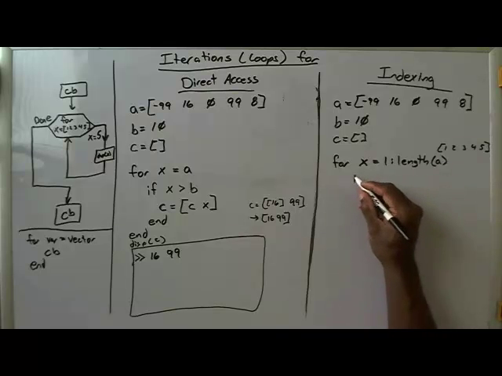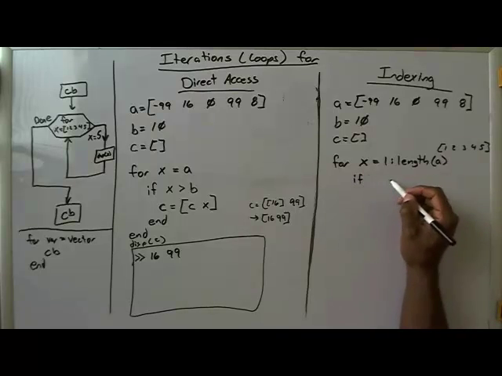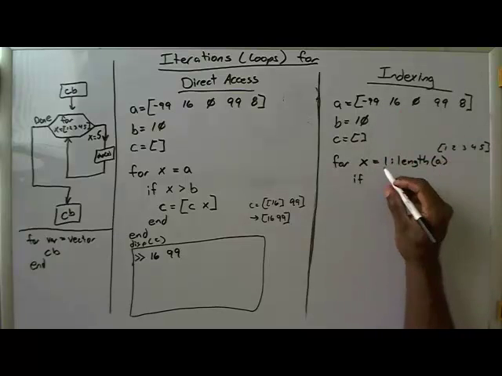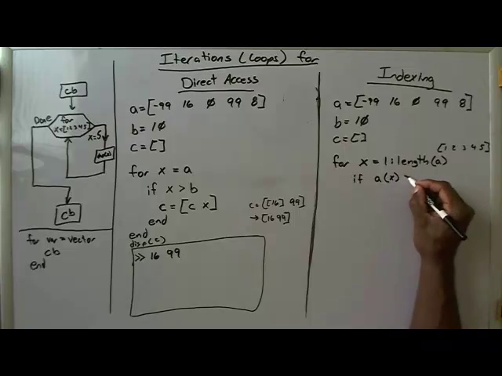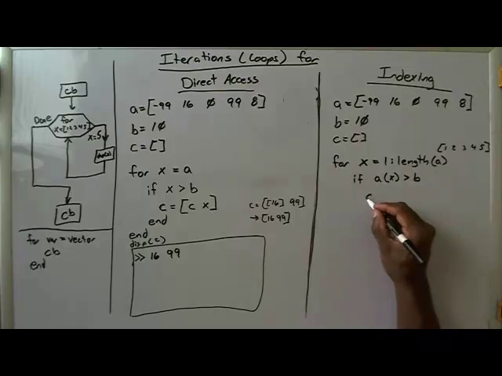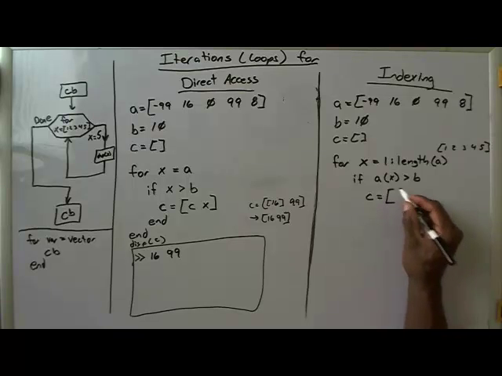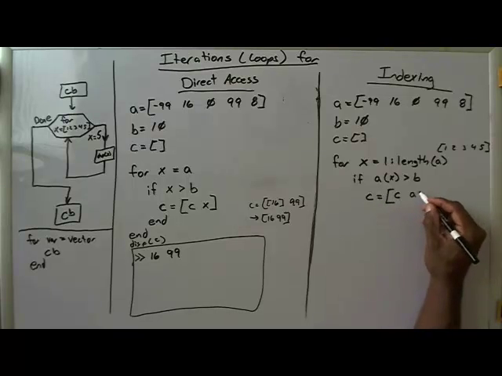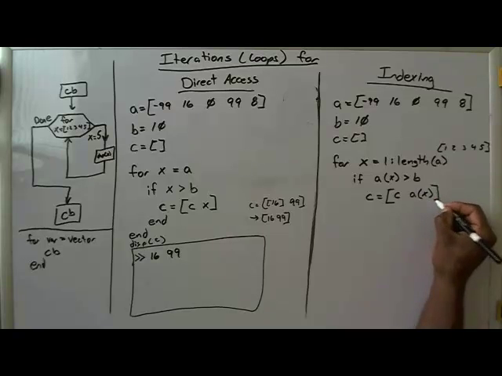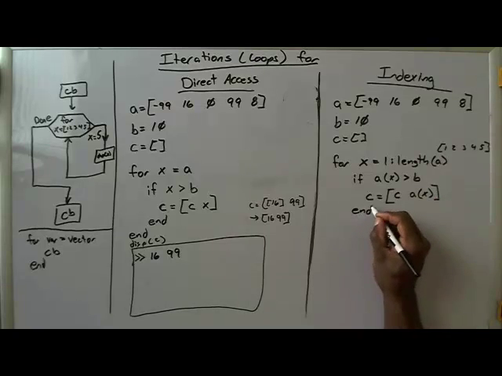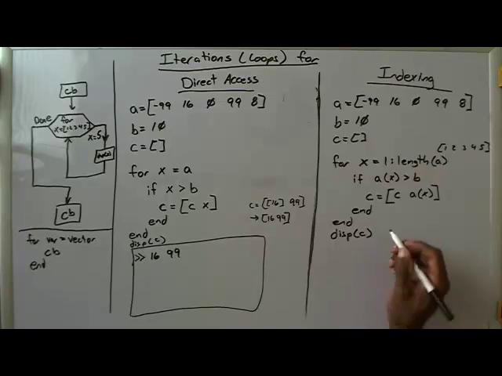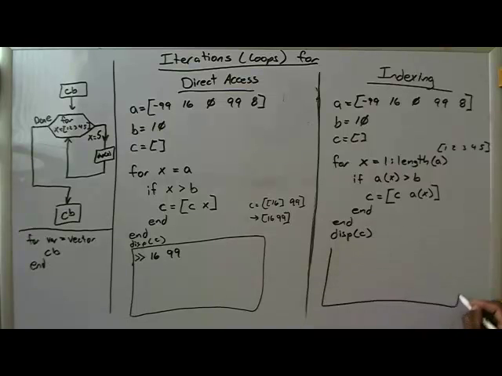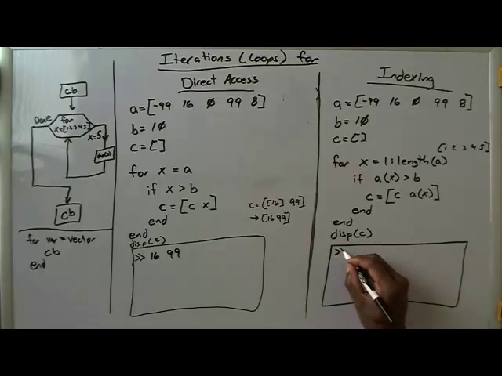Now I'm going to check if, I can't check if x is greater than b. I need to check the values here. So I need to use x to index A. So I say if A indexed at x is greater than b, then C is going to equal concatenation of C with A indexed at x. And then you end here, and this time I'll remember to put the display C in here.